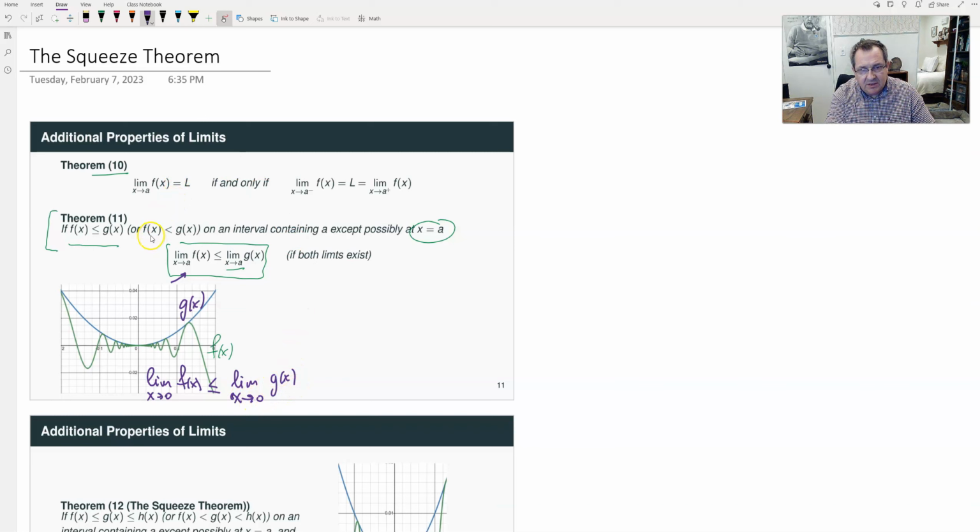An interesting remark. Some people ask, what if the inequality is strict? Does that mean that when we go to the limit, you will have strict inequality between the limits? And the answer is no. Strict inequality does not convert to strict inequalities in the limits.